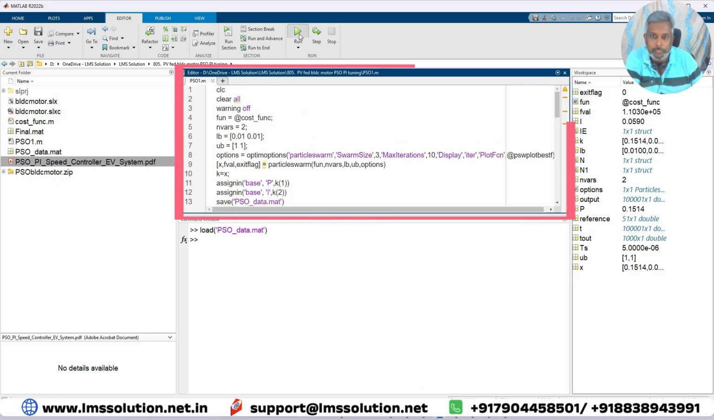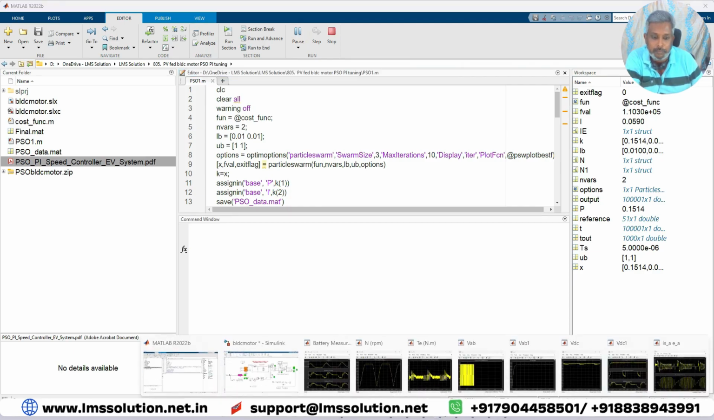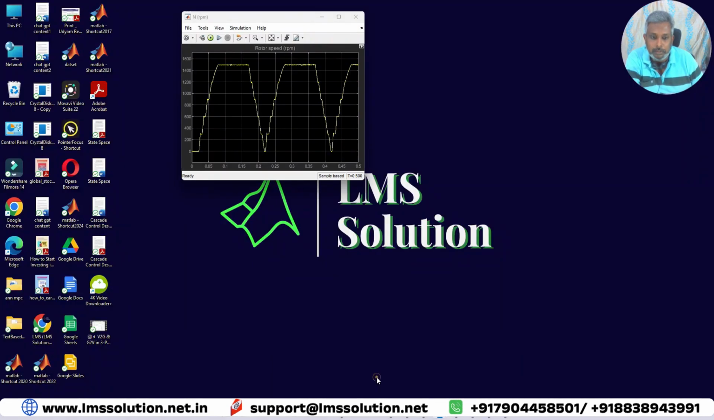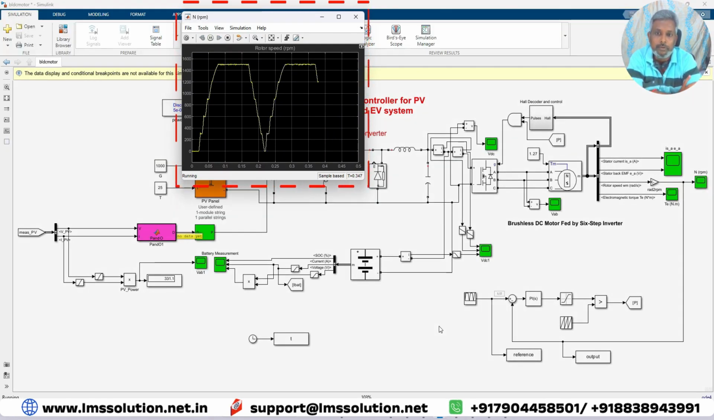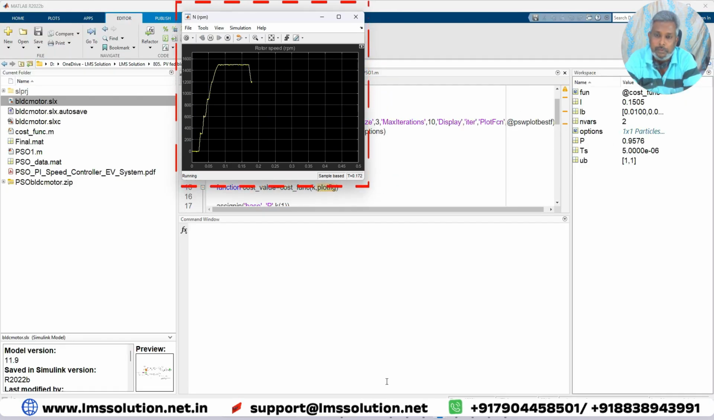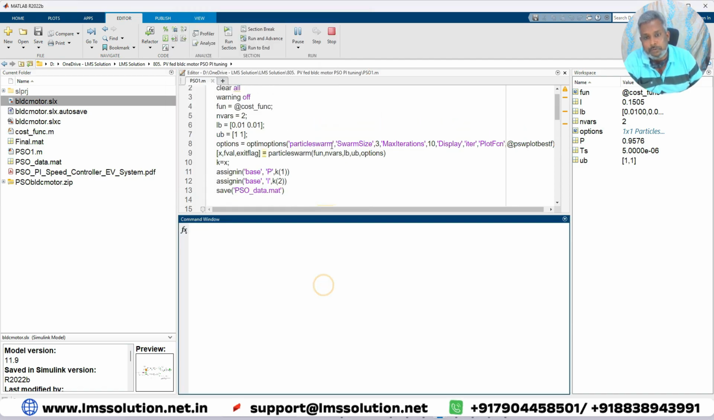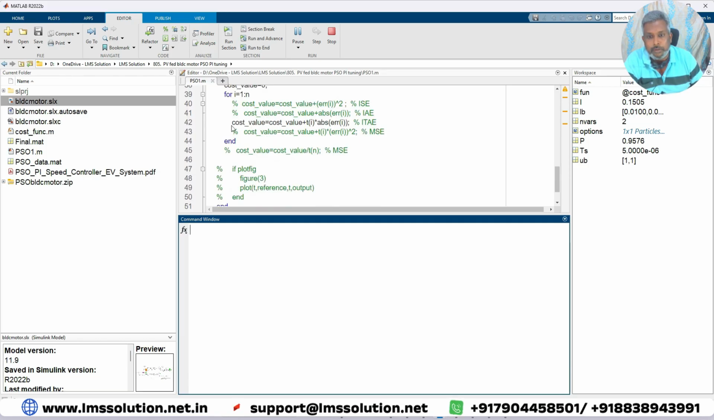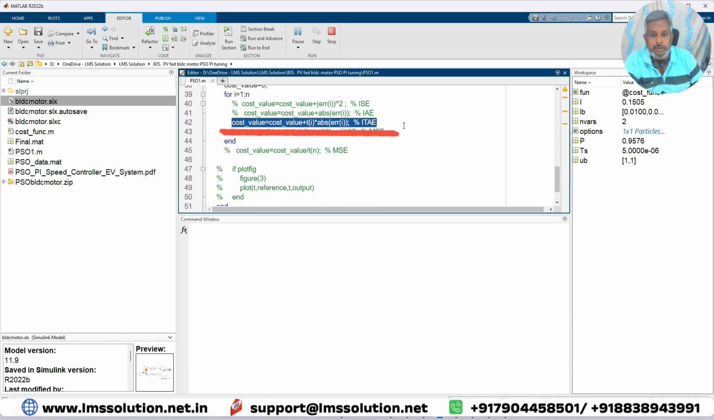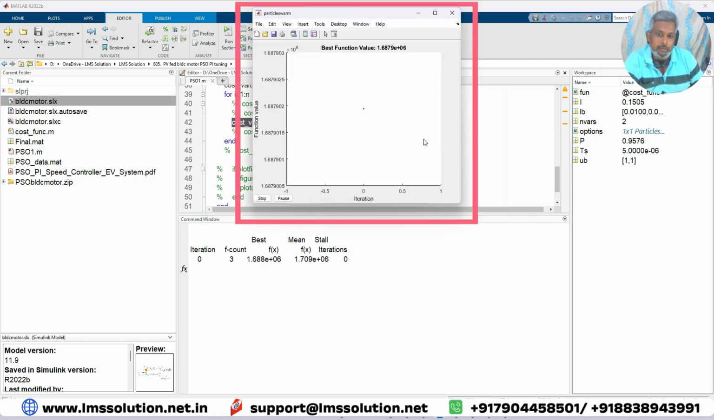When you execute this, the system will start optimizing. Here you will see that it sends the Kp and Ki values, then it calculates the error value. It sends the Kp and Ki values and calculates the cost value for every particle. After that it calculates the personal best and global best.